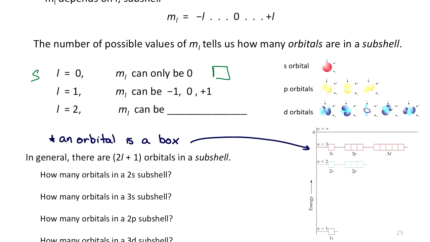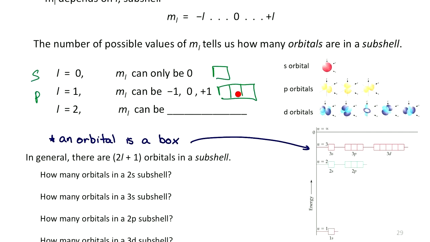For L equals 1, what kind of orbital shape is that? P. Yep, a p orbital. Following our rules for ML, it's all of the integers between negative and positive L, so the possible MLs are -1, 0, and +1. Since we have 3 different ML values, 3 different orbitals, we draw 3 boxes for a p subshell. You can see that here: there are 3 different orientations of a p orbital. So s orbitals have 1 orientation, 1 box. P orbitals have 3 orientations, 3 boxes.